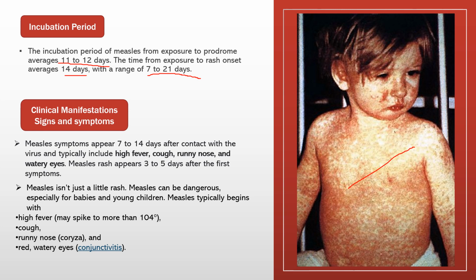Its clinical manifestations, signs and symptoms. Measles symptoms appear 7 to 14 days after contact with the virus and typically include a high fever, a cough, a runny nose, and watery eyes. The measles rash appears 3 to 5 days after the first symptoms. Measles isn't just a little rash. It's not a little rash like this. Measles can be dangerous, especially for babies and young children. Measles typically begins with a high fever, a cough, a runny nose, and red, watery eyes.